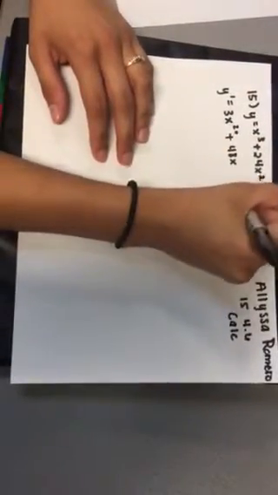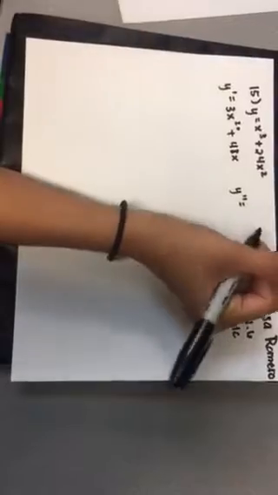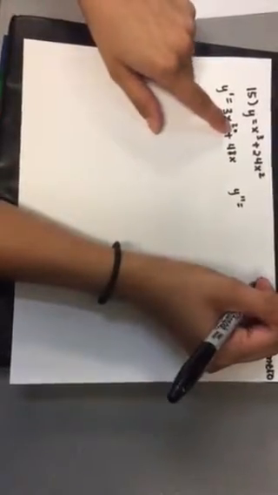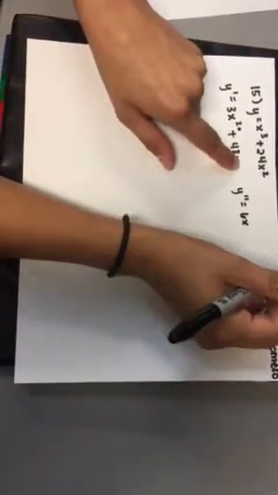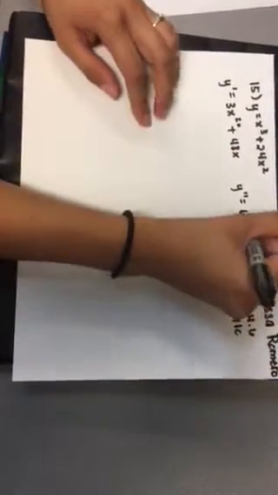And then I always like to find the second one right afterwards just to make it easier. So you multiply the 2 and the 3, which is 6x, and then since this has no exponent after the x, it's just going to be plus 48.